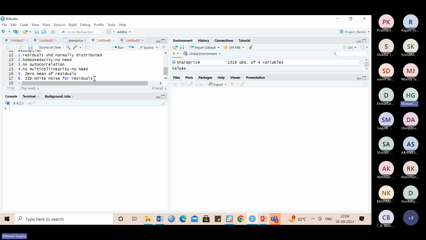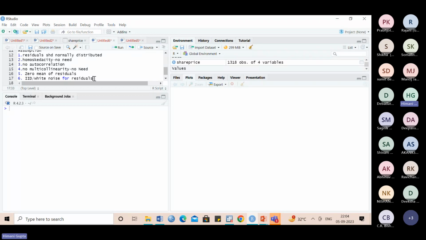IID, independent and identical distribution. That means whatever information I have to take out from my data, I have taken out all of it. Whatever is left in the residuals does not contain any information which is of use to me. I have extracted everything.